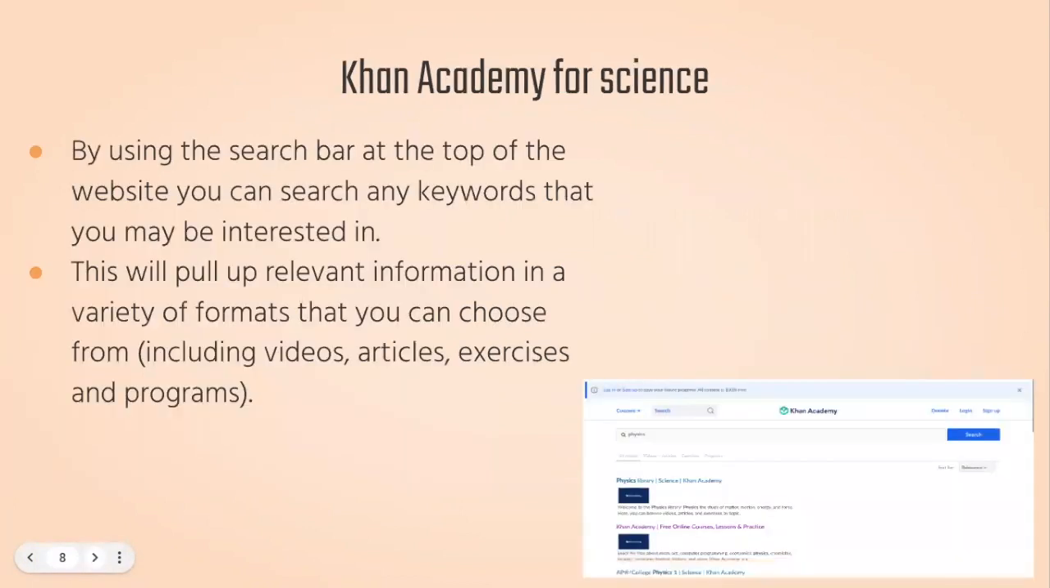Utilizing Khan Academy for your science. By using the search bar at the top of the website, you can search any keywords that you may be interested in. This will pull up relevant information in a variety of formats that you can choose from. This includes videos, articles, exercises, and programs. So this is what the website will look like. The search bar is located here. Here I typed in physics, and then it pulled up all the relevant information, and it's kind of hard to see here, but this is where they give you the different format options that you can choose from.